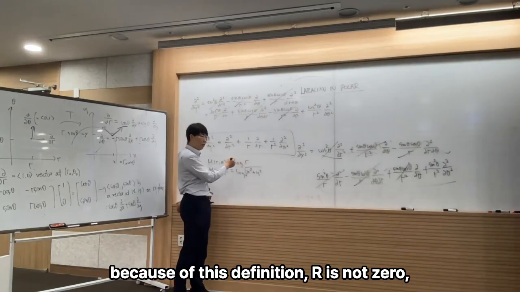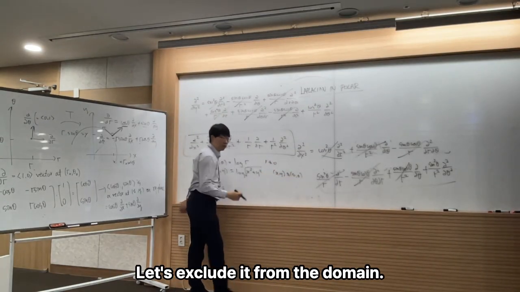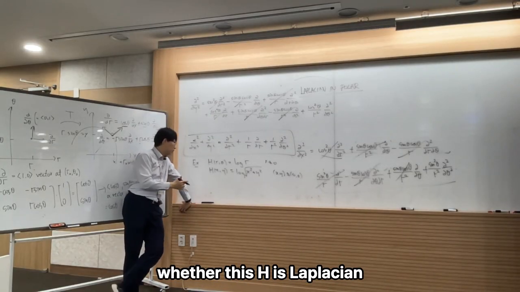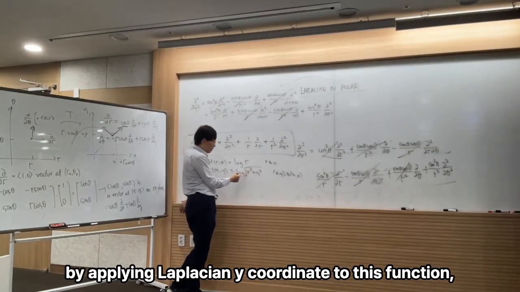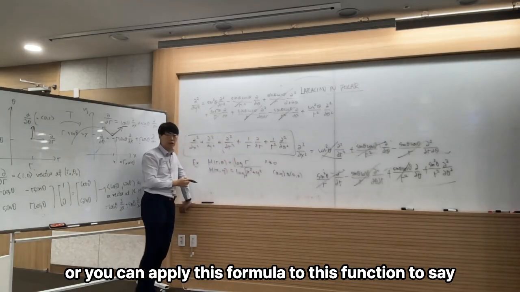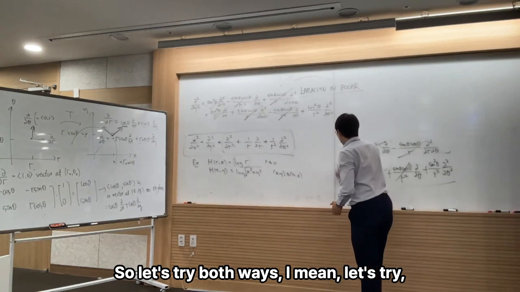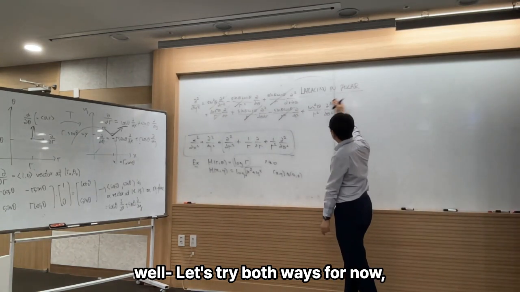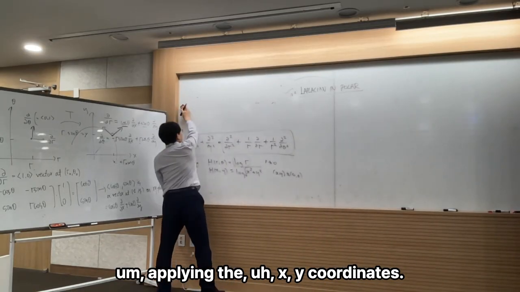And of course, because of this definition, r is not 0, which means that xy cannot be the origin, but that's excluded from the domain. But you can do both ways. You can either show whether this h is harmonic by applying the Laplacian in xy coordinates to this function, or you can apply this formula to this function to say it's a harmonic function. So let's try both ways for now, and then I'll show you another example without applying the xy coordinates.